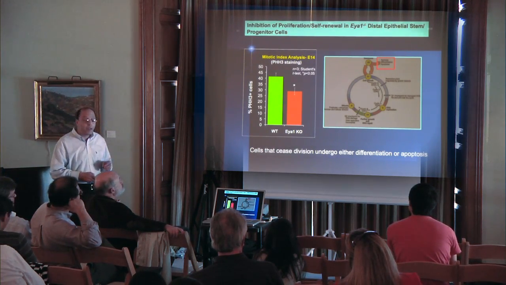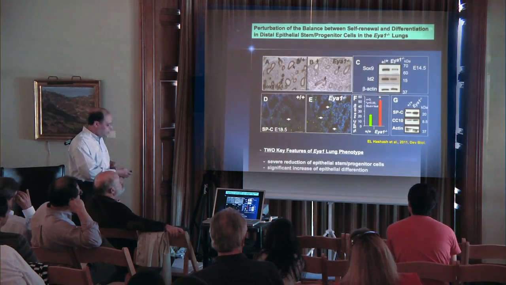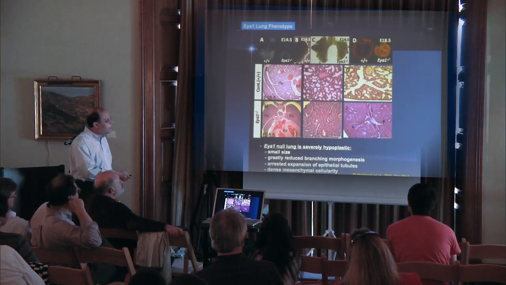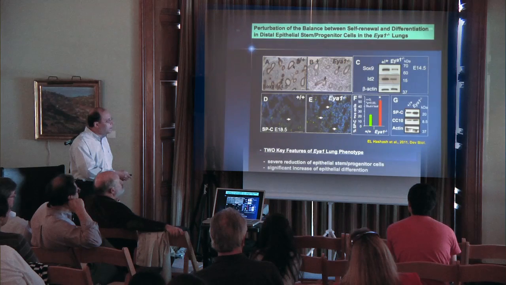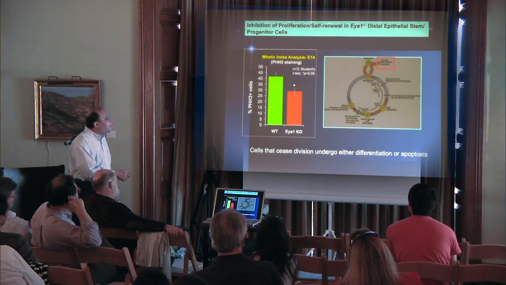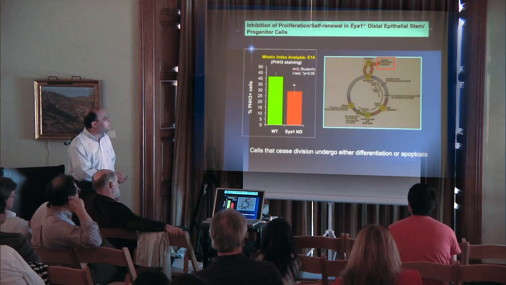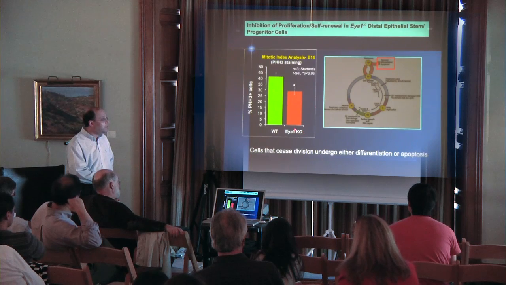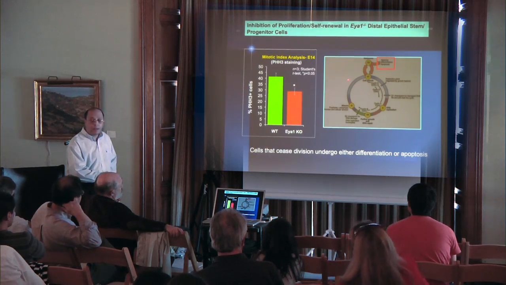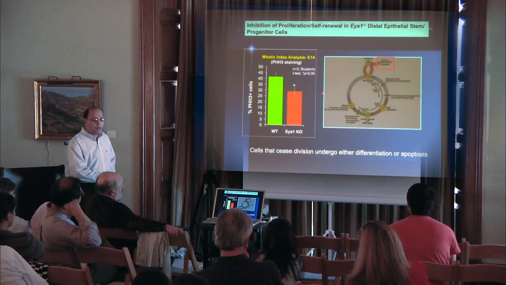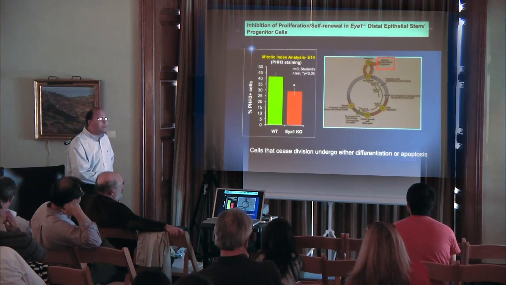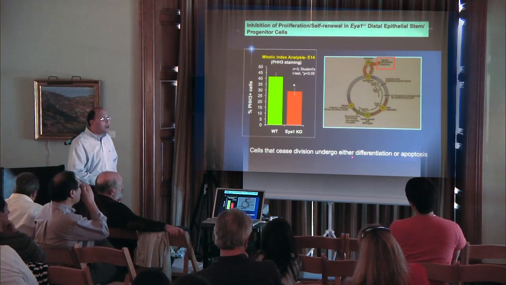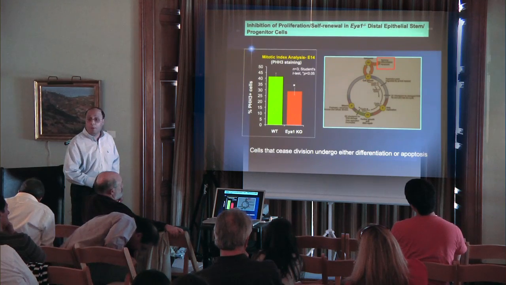To study this point further, I carried out mitotic index analysis by staining for phospho-histone H3. As you can see here in the mutant of EY1, there is a significant reduction in the mitosis of these epithelial stem cells. We know from cell cycle studies that when cells cease division, they undergo either differentiation or apoptosis.